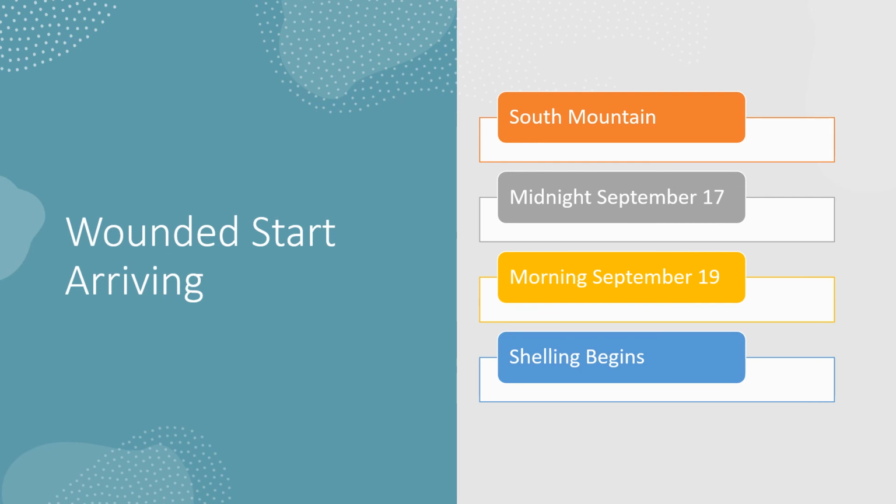Wounded had started trickling into Shepherdstown after the battles of South Mountain. By midnight of September the 17th, Shepherdstown was one huge hospital. Hospital flags were run up on most of the town's buildings. By morning of the 19th, every inch of space was occupied.